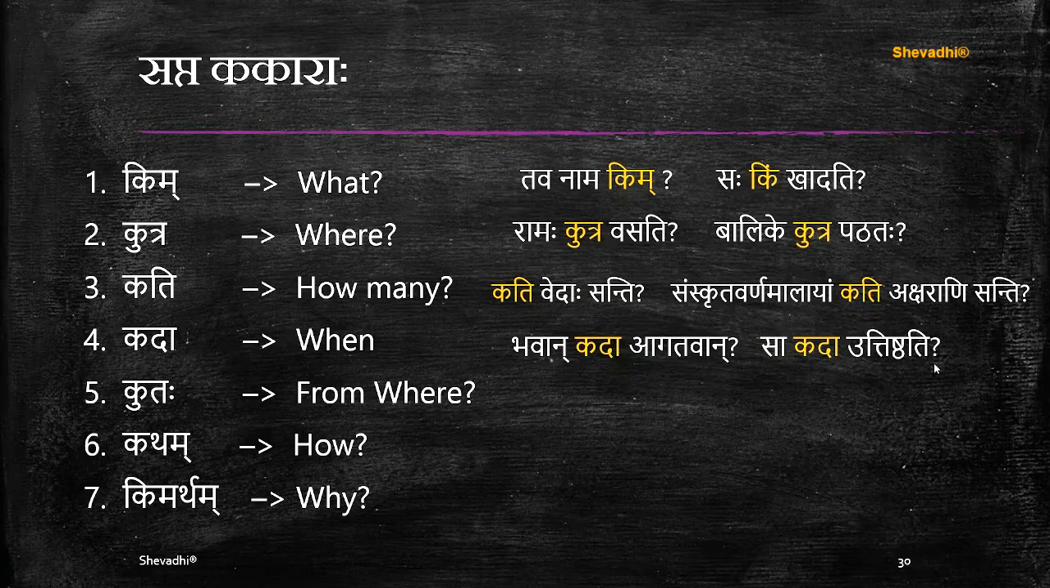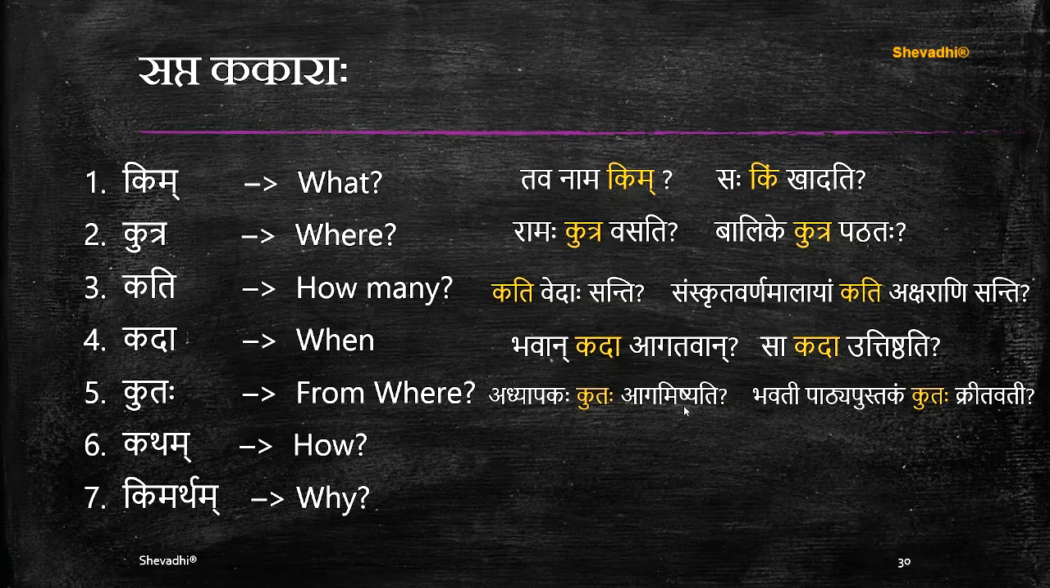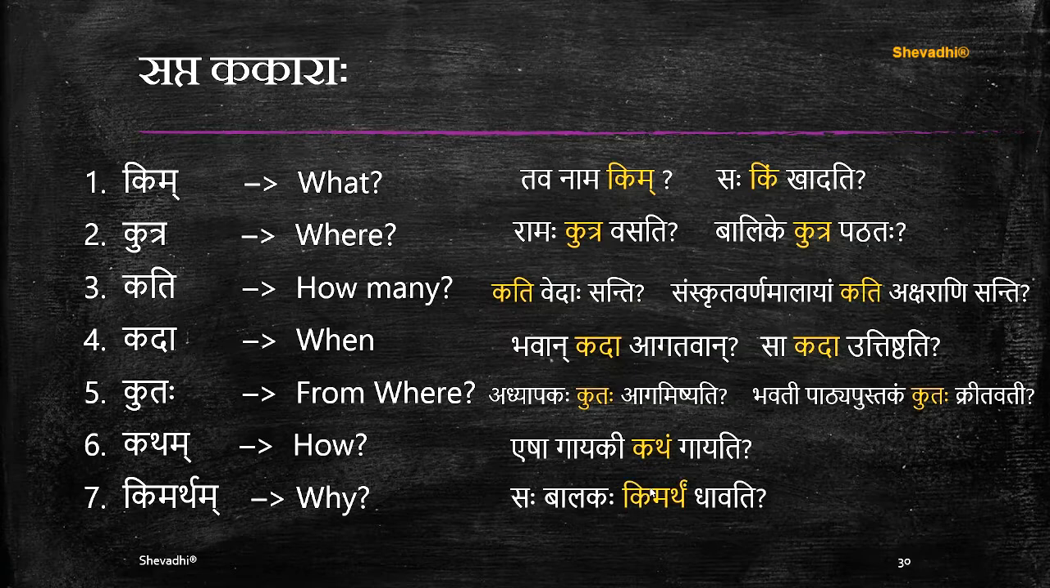Kutaha means from where. Remember, kutra means just where, kutaha from where. Adhyapakaha kutaha agamishyati. Where is the teacher coming from? That's the meaning. Bhavati pathyapustakam kutaha kritavati. From where did you buy the textbook? Katham means how. Esha gayaki katham gayati. How does that singer sing? Kimartham means why. Saha balakaha kimartham dhavati. Why is that boy running?